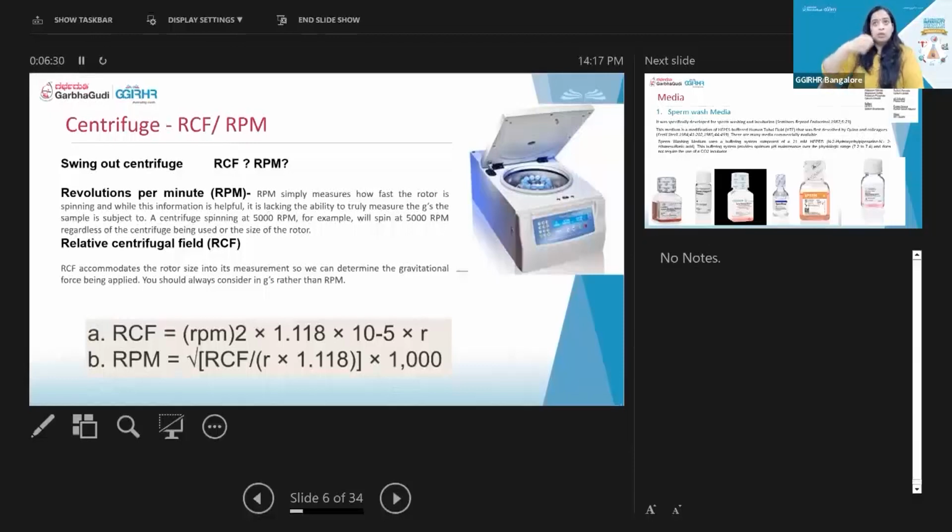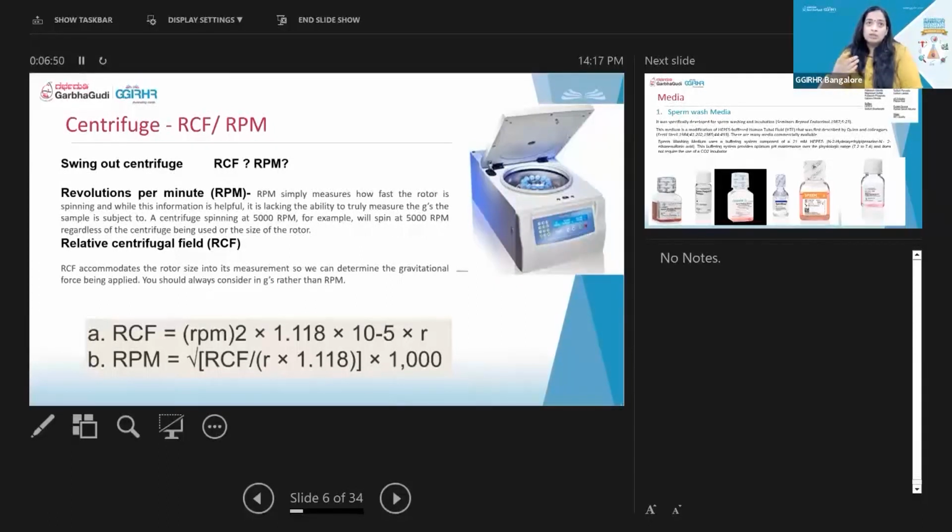So it will be very difficult when you are trying to remove the supernatant and the pellet gets disturbed. The pellet which is formed will be dispersed along with the supernatant, which will be discarded. So preferably we need a swing out centrifuge.